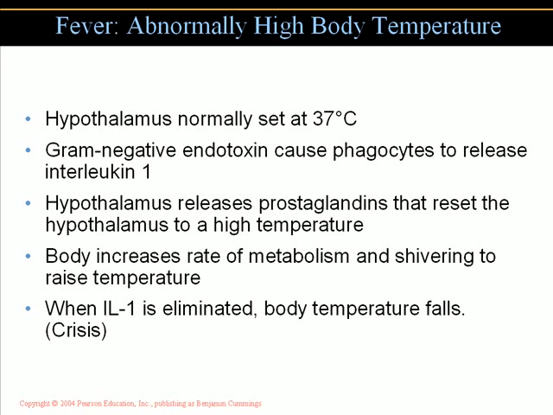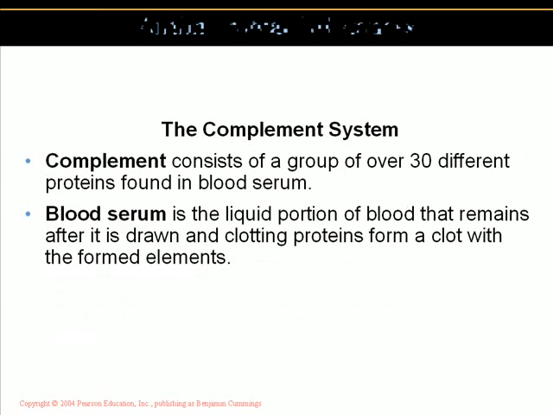The body increases its rate of metabolism by shivering and raising the temperature. When interleukin-1 is eliminated, the body temperature will fall. That's referred to as crisis. A part of the immune system that's important to understand is referred to as the complement system.